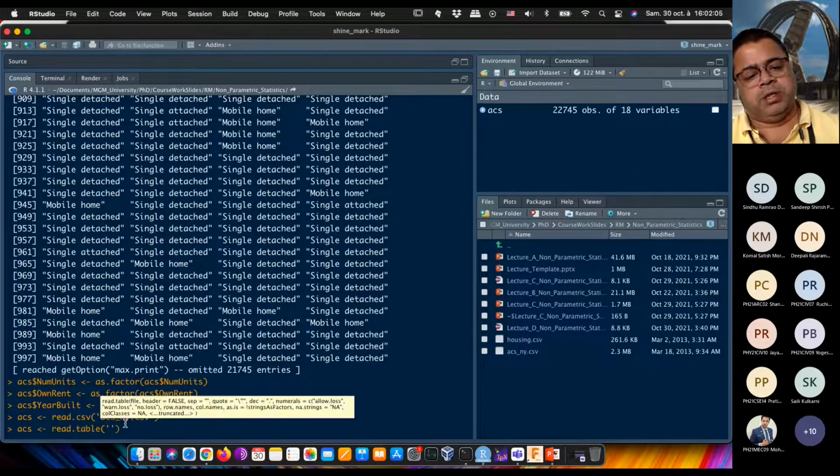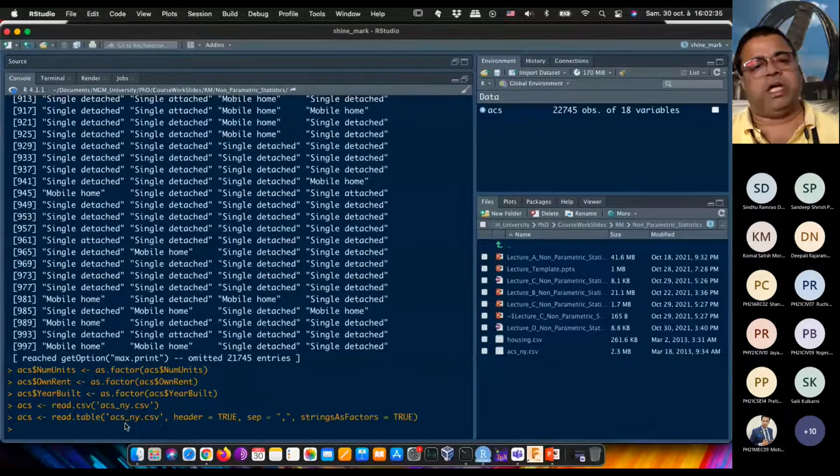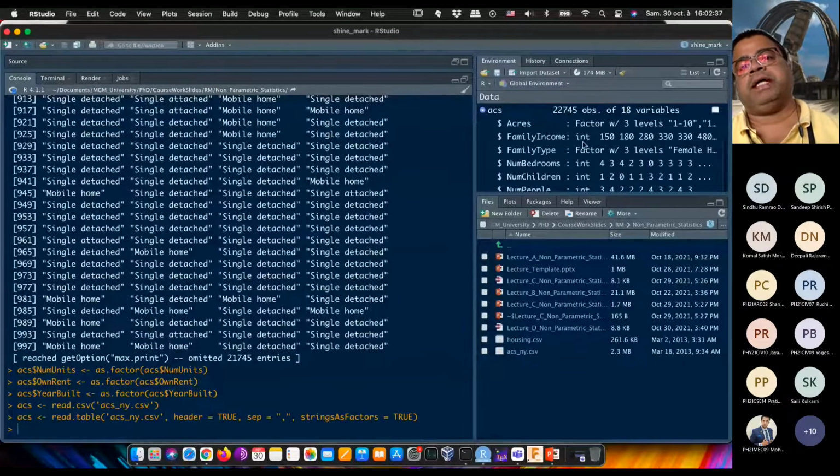Okay, so what is the read.table? ACS underscore ny dot csv. I've done that. And now I say header equals true, so it contains a header. It contains a separator equal to comma, and I am also saying stringsAsFactors equal to true. And now you see if I do that, look here what has happened directly. All string values have come as factors directly.